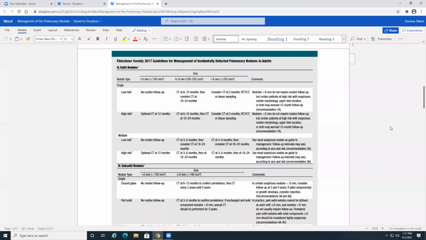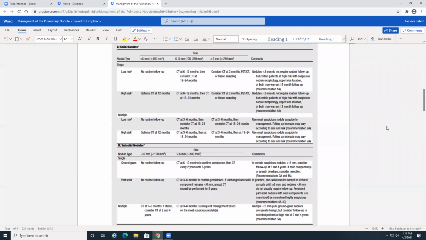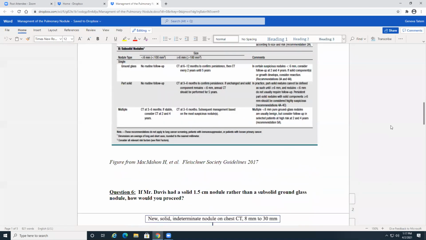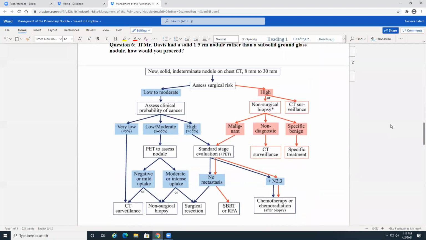So again, here are the older guidelines, the 2017 guidelines. So if he had a solid 1.5 centimeter nodule, then a subsolid ground glass nodule, I think we already talked about that, but here's the process that you would follow. Hopefully you can see that really well. You're going to assess his risk, right? And so I gave you some PFT data, although I didn't give you what you really need, which is an FEV1. I only gave you a predicted value, 40% predicted, but you want to figure out, are they an appropriate surgical risk? Because if they are, then you're probably going to go down this pathway, right?